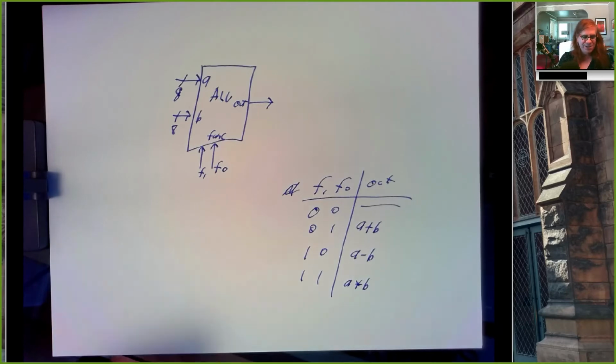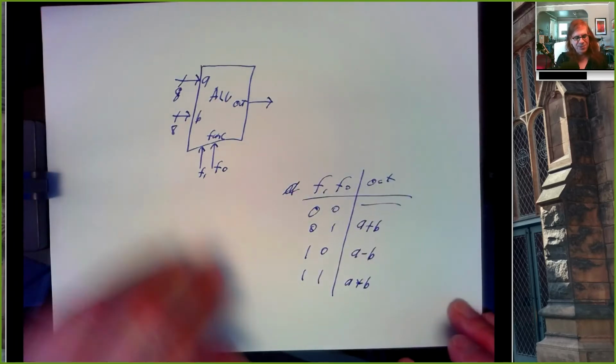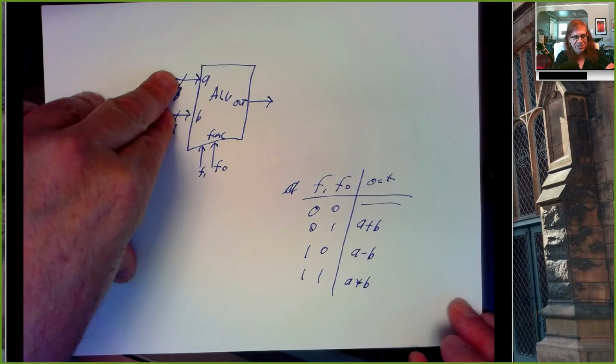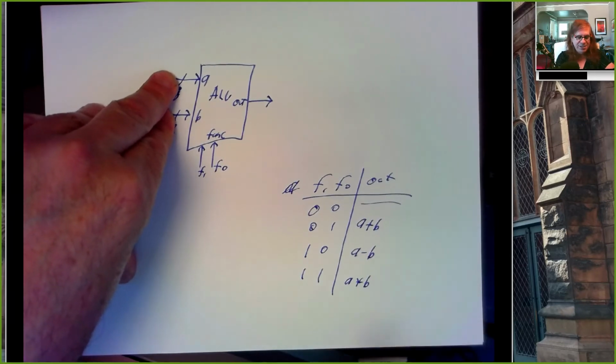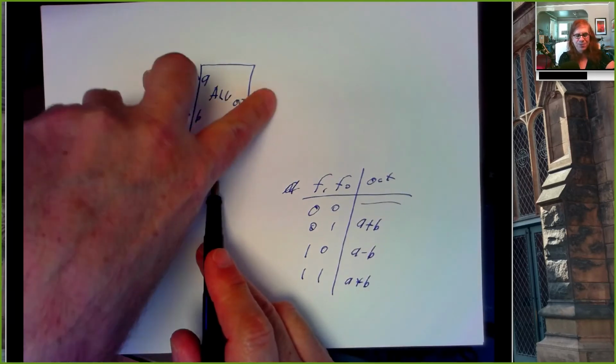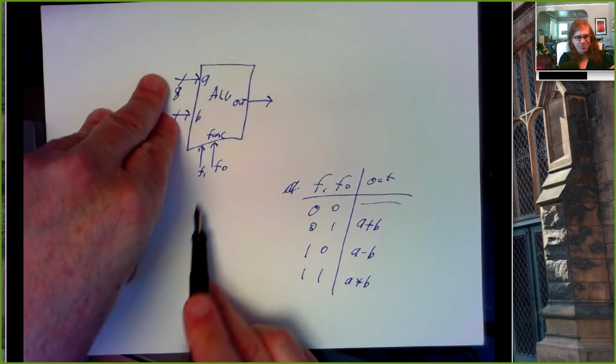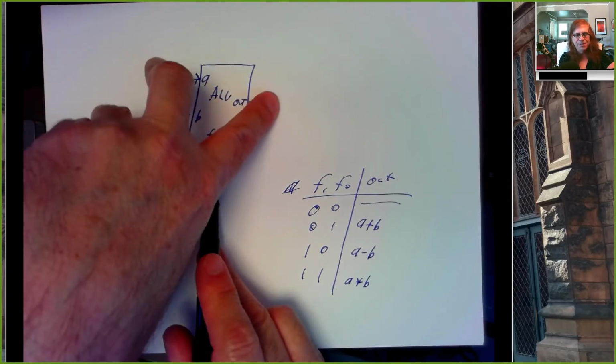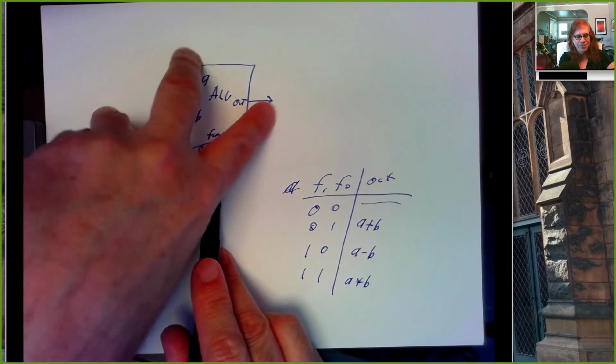And so the idea is, here's one block of logic that I can feed two numbers into, and I can say, if I want to add these, I'll just put a 0, 1 here, and there's the sum. If I want to subtract, I'll put a 1, 0, there's the difference. If I want to multiply, I'll put a 1, 1, there's the product.